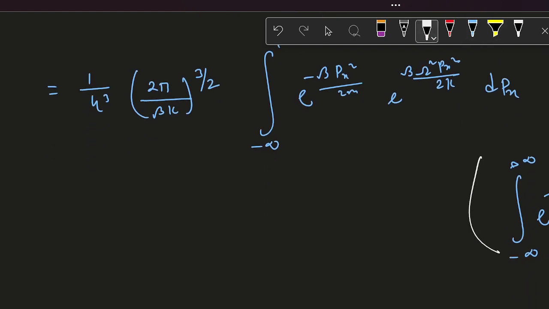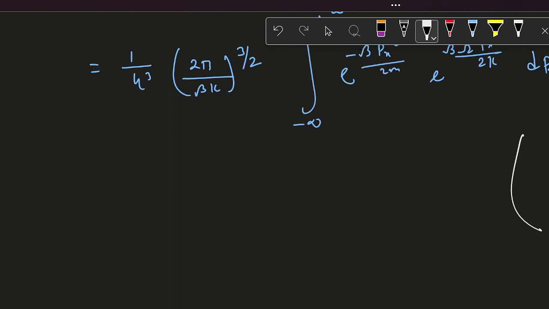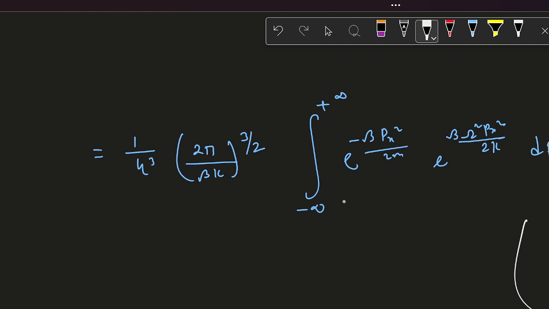Now let us start from the easier part. If you just look at this part, this is a simple Gaussian integral. You know the answer. Here your constant part is beta by twice m, so the result is pi divided by beta by twice m, which is nothing but the square root of 2m pi by beta. So this part is done, and you have to solve this part and this part, which are similar in nature. Once you solve one, you will automatically know the answer to the other.